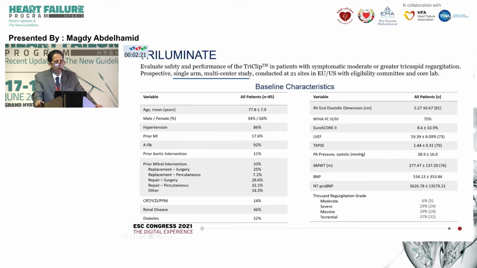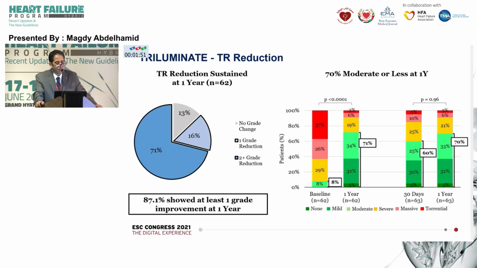Another study, which is a single-arm, multicenter study, is the TRILUMINATE study for TriClip, to evaluate the safety and efficacy in patients with symptomatic moderate or greater tricuspid regurgitation. The baseline characteristics identify those patients as high-risk surgical patients, with a high EuroSCORE of 8.6, high levels of NT-proBNP, and pulmonary artery pressure with a mean of 38 millimeters of mercury. Also, this device was associated with significant reduction in tricuspid regurgitation severity, and 87% showed at least 1 grade improvement in tricuspid regurgitation.